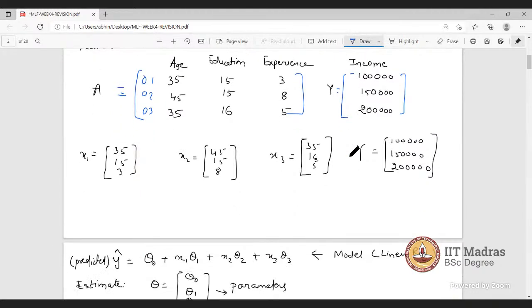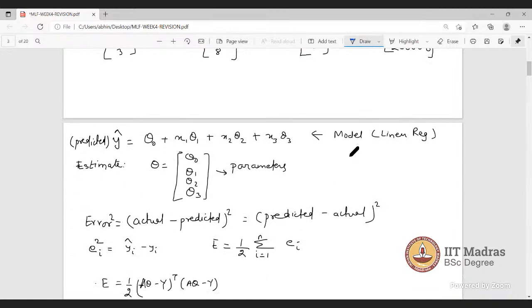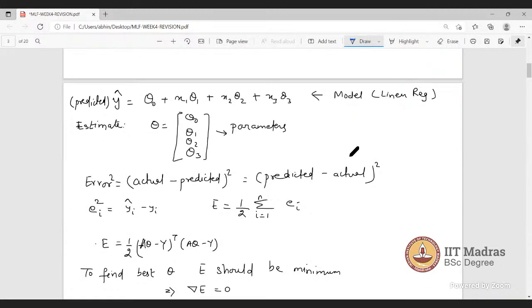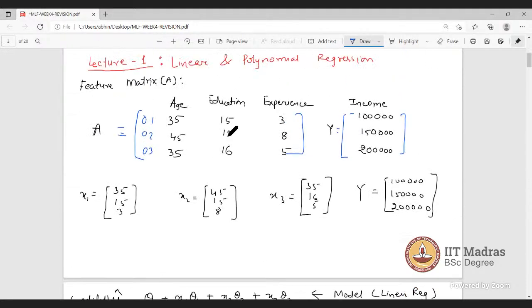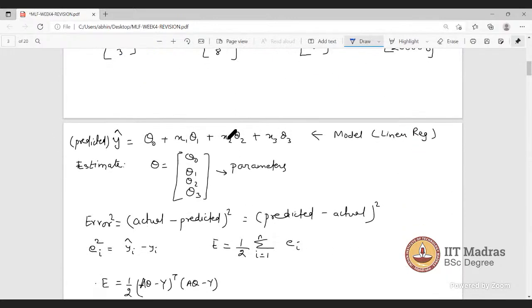Next, suppose we want to fit a model. When we say it's a linear regression model, our model is theta naught plus theta 1 x1 plus theta 2 x2 plus theta 3 x3. Here x1, x2, x3 are the features. In our example, the features are age, education, and experience. And theta naught, theta 1, theta 2, theta 3 are the parameters which we are estimating to find the model.